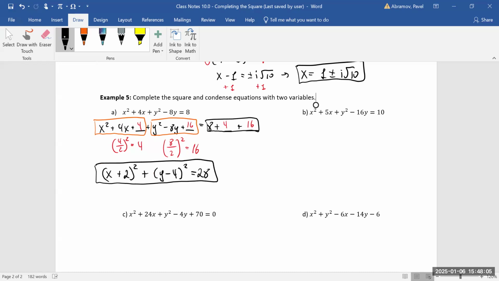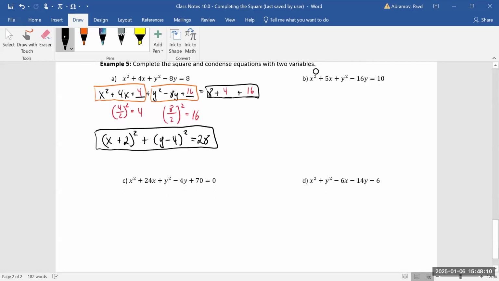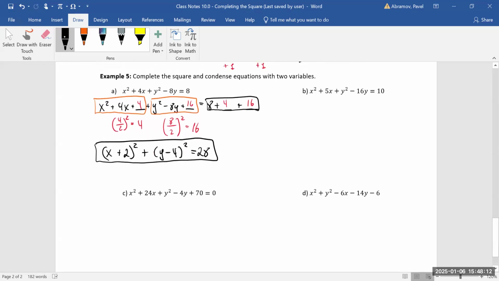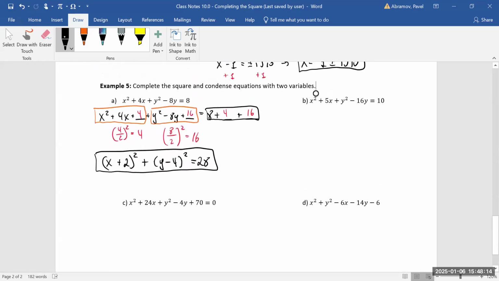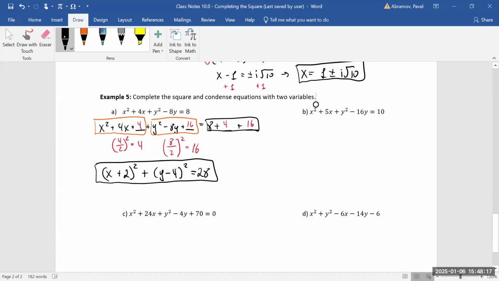Okay, let's do maybe one or two more examples. Let's do this one. So let's do B. Okay, so once again, I'm going to rewrite it as x squared plus 5x plus a blank space plus y squared minus 16y plus a blank space equals 10, and then two blank spaces on the right.